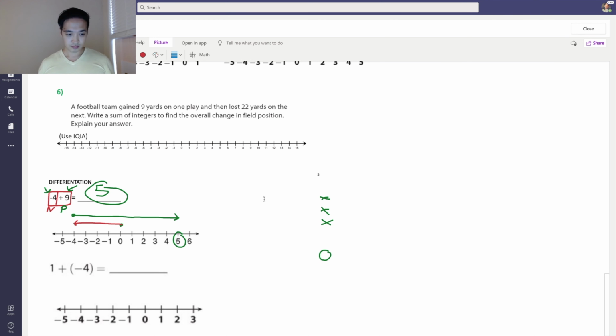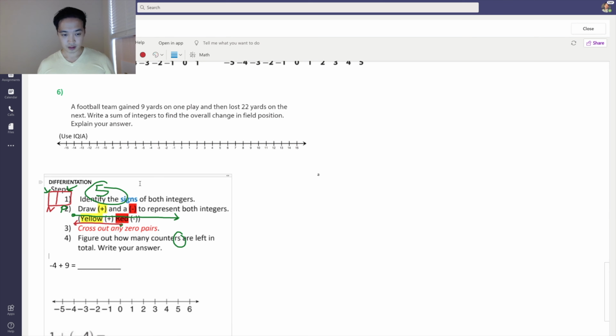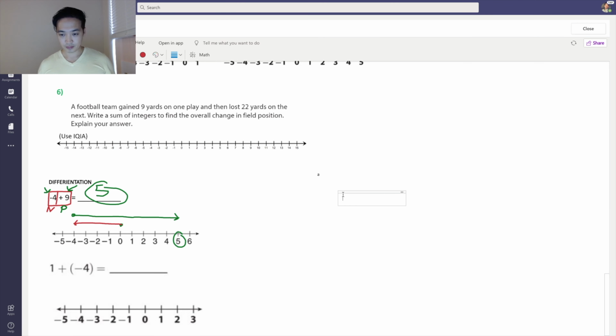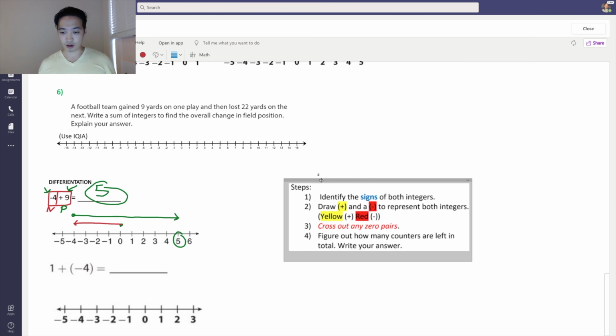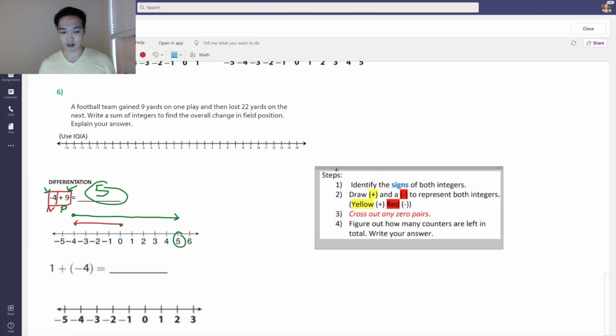What in the world? What happened here? I probably deleted it somehow. It's okay, we don't need to see all that. So I'm going to paste it here. Wait, let me use the drawing thing. We're going to paste it here. Oh, pasted in the wrong place. Boom. So now we've got steps for how to draw out these counters.